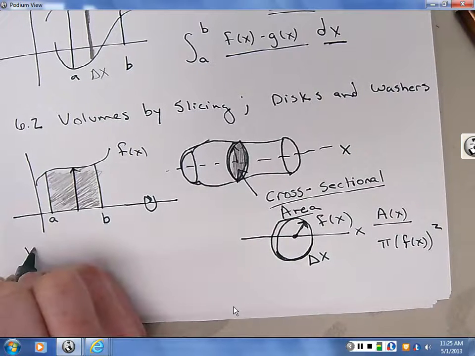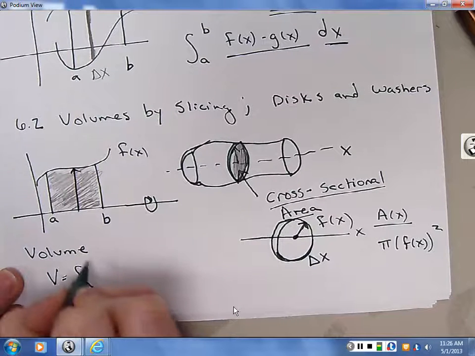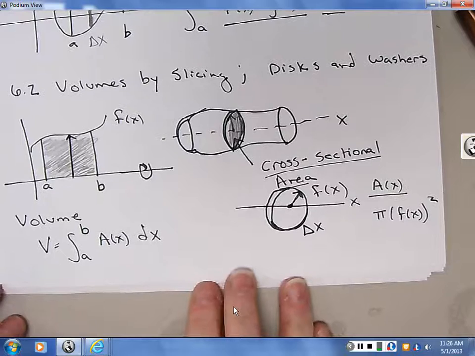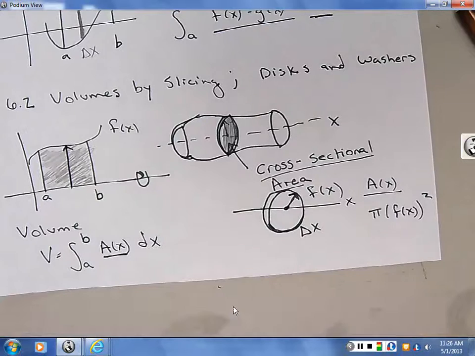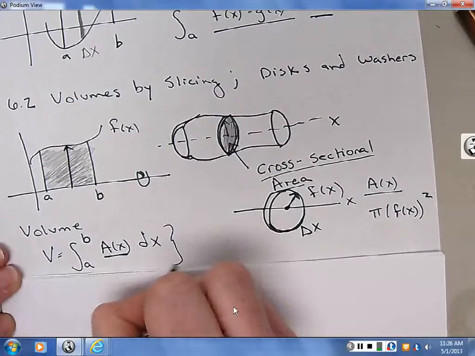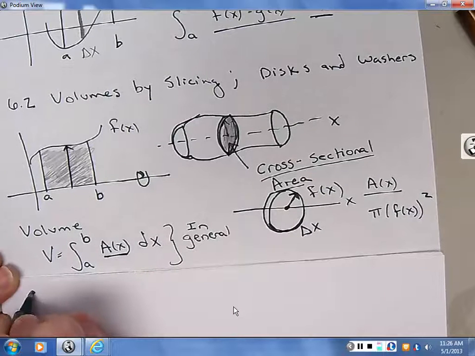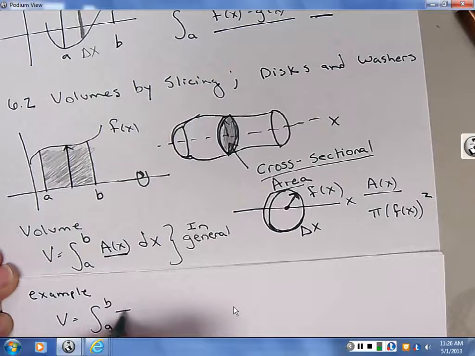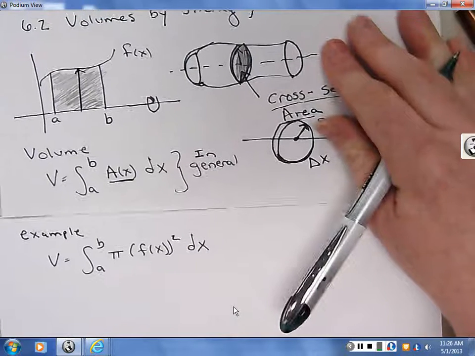So if I want to find volume, I'm going to integrate from a to b of my cross-sectional area with respect to x. So this A of x, in general, but for this example, my volume is going to be the integral from a to b of pi f of x squared dx. Does everyone see that?